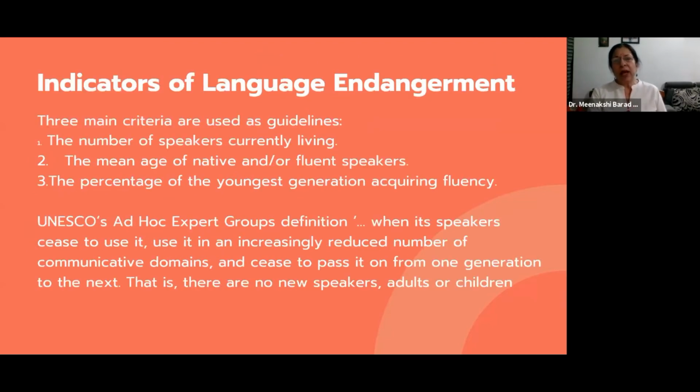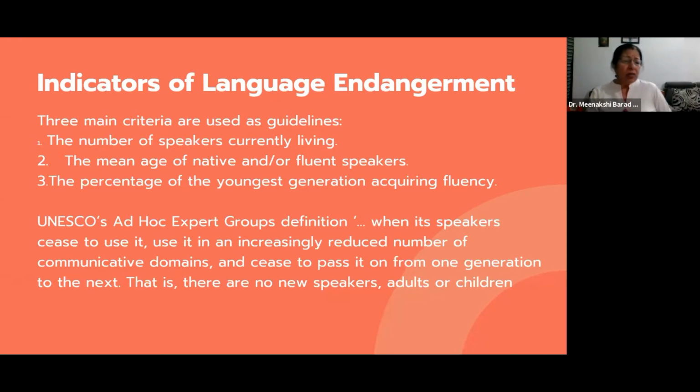So, what are the indicators of language endangerment? The best way to identify the level of vitality of a language has never been very clear. But three main criteria are used as guidelines. First is the number of speakers currently living. Second, we have the mean age of the speakers. And then third, we have the percentage of the youngest generation acquiring fluency with the language in question.